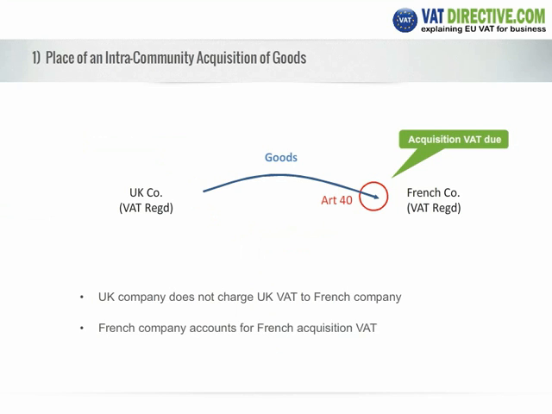So the French company must account for French acquisition VAT, and it will just recover that same acquisition VAT as input tax, assuming, of course, it's a fully taxable company. If it was partially exempt, there'd be restrictions on the recovery, but there would be anyway if they bought locally. So what this acquisition VAT does, it tries to put the purchaser in the same position as if they'd bought from a local supplier. So Article 40, acquisition VAT is due in the country in which the goods end, i.e. France in my example.